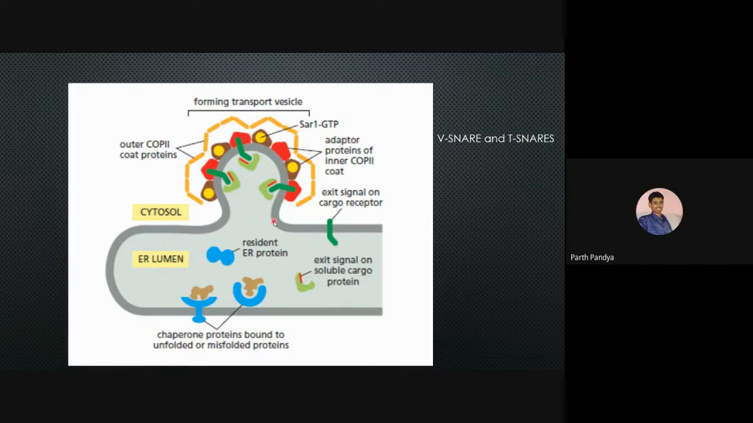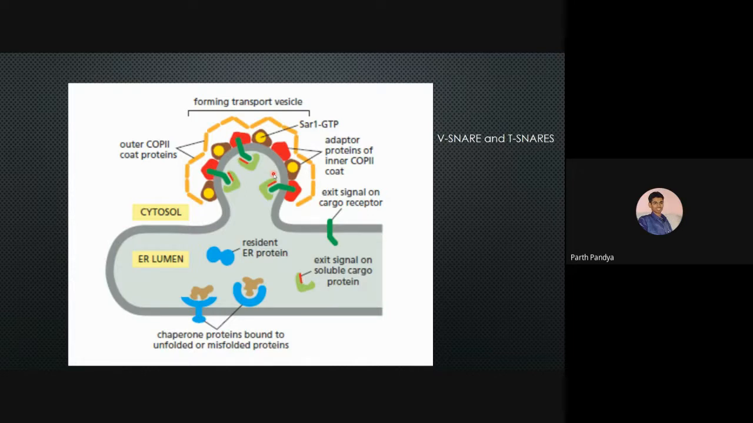Okay, so those proteins have been packed, and once they have been packed, they are being transported from the ER lumen to the Golgi part. Okay, so this is nothing but forming a transport vesicle. Okay, and this transport vesicle has your SAR1 GTP, it is also having the COP1 coat and so on, and the cargo receptor sequence which is identifying the exit signal.